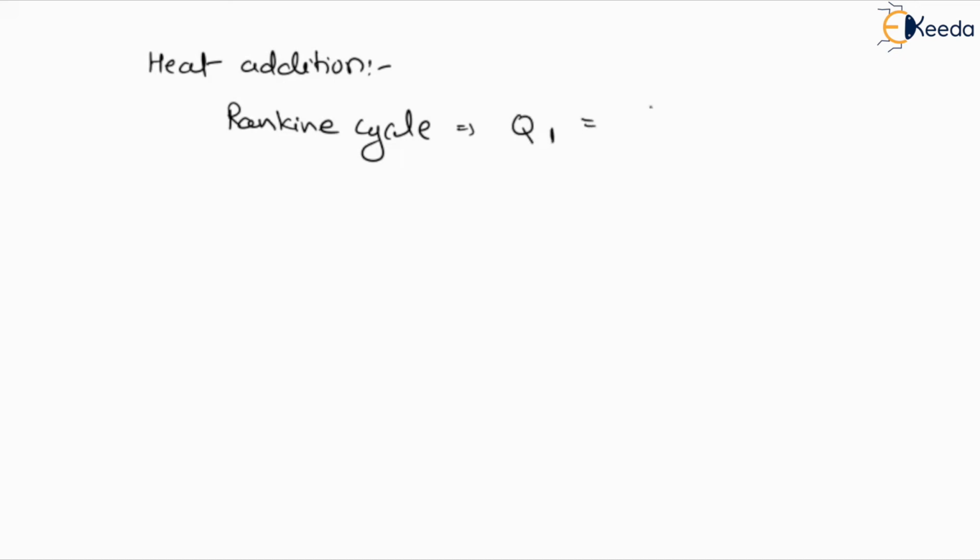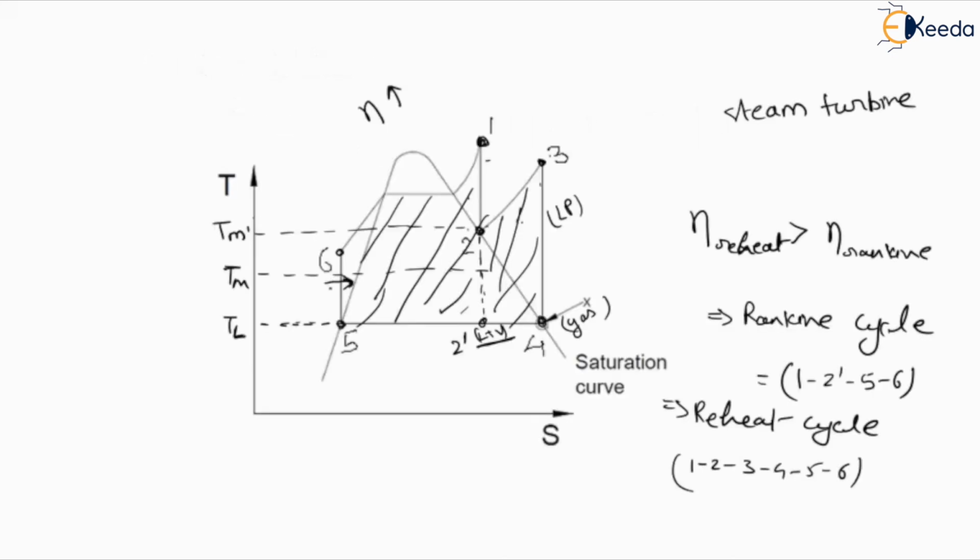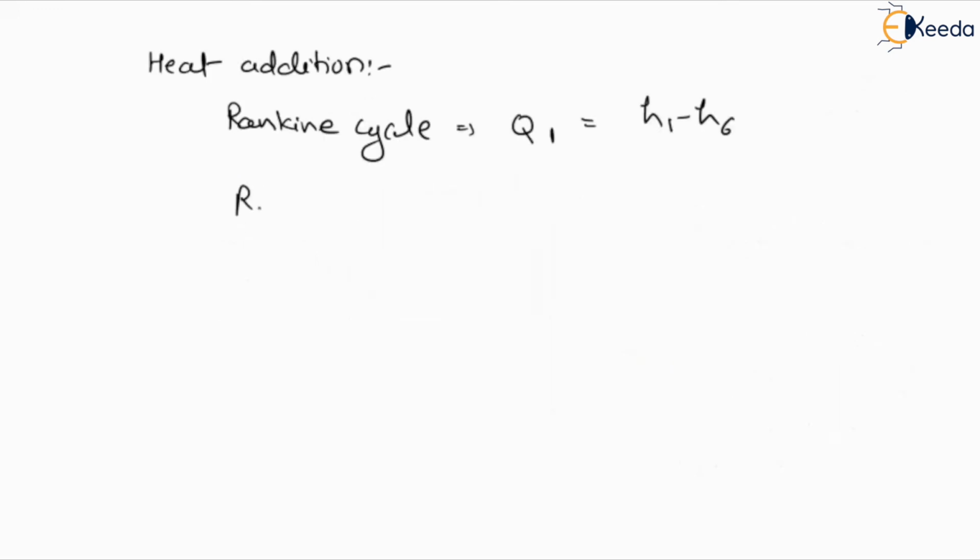Now if we calculate with the help of some equations, first if we see the Rankine cycle, in the Rankine cycle, if we define the heat addition, it will be defined by Q1. So it will be defined by H1 minus H6 from this particular cycle. Similarly, we want to define the heat addition for the reheat cycle. So this will be the heat addition and this will be the heat addition for the reheat cycle.